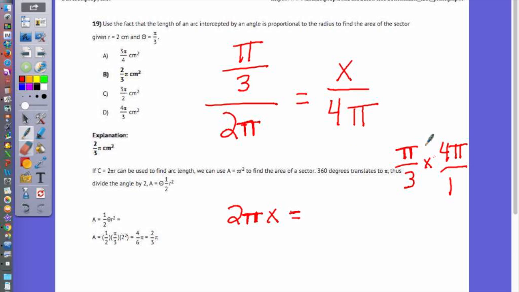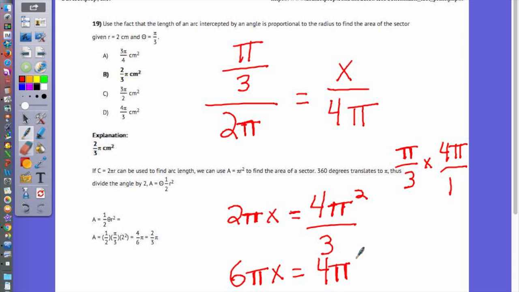1, reminding you that when you're multiplying a fraction by a whole number, you can think of that whole number as a fraction over 1. So when I multiply that, I get 4 pi squared over 3. Okay? Now I'm going to multiply both sides by 3 to clear that fraction. I get 6 pi x equals 4 pi squared.